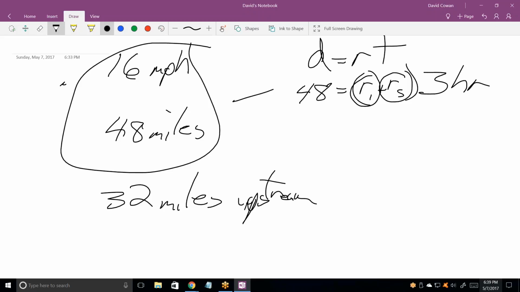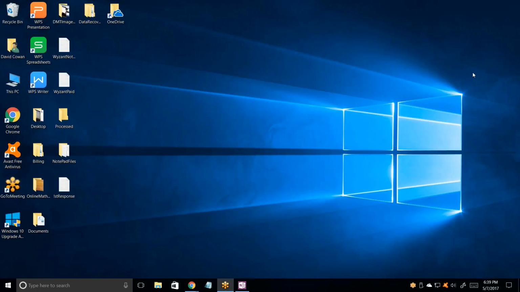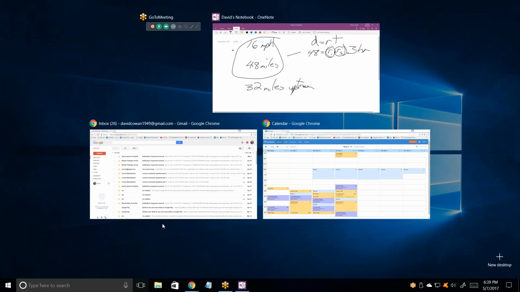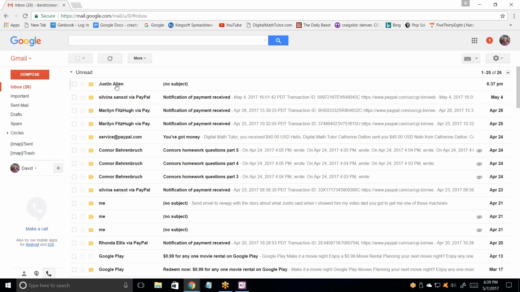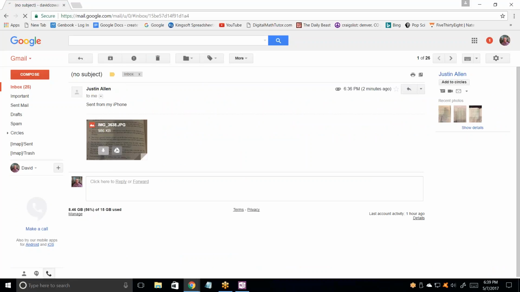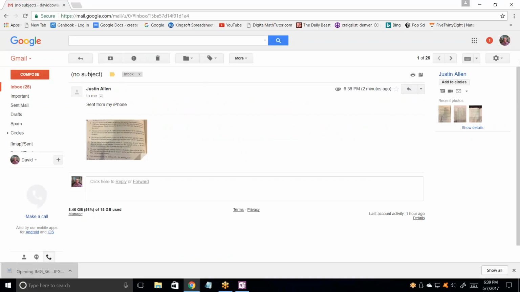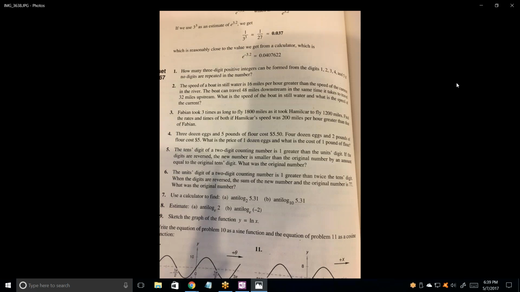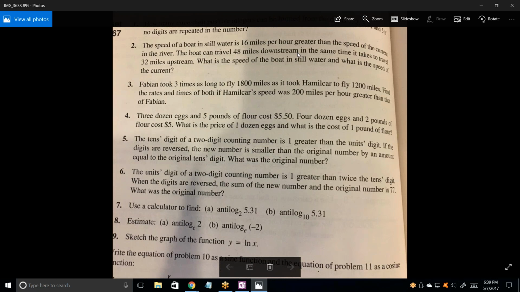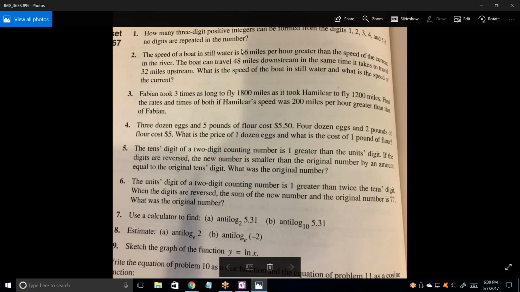Let me read this for a moment. Is that 32 miles per hour? No. Reread the problem for me. I have a picture for you. Well, that'd be better. Send it to my email. Already did. Got it? Number 2. Uh-huh.